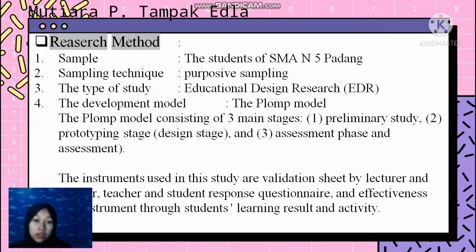The model consists of three main stages. First, preliminary study. Second, prototyping stage, and third, assessment phase.